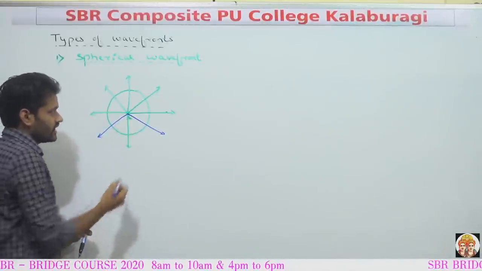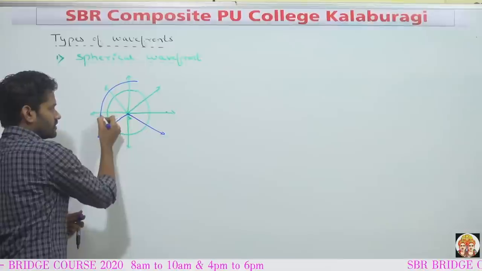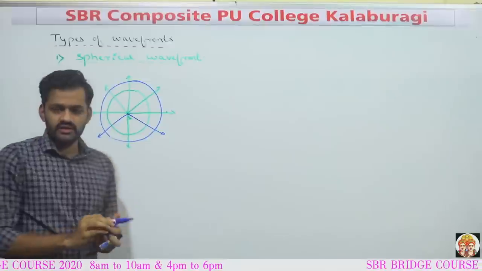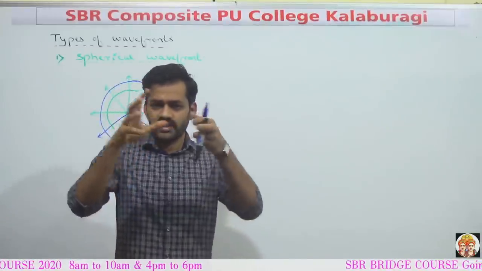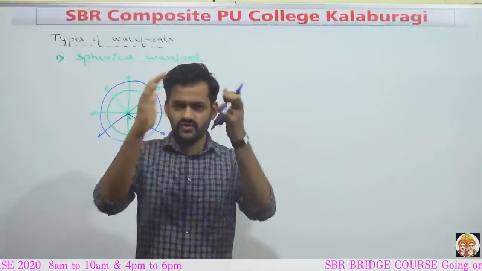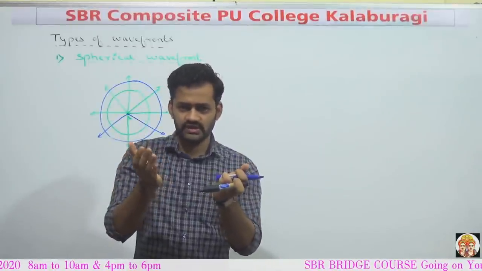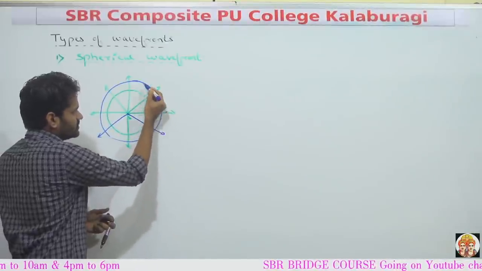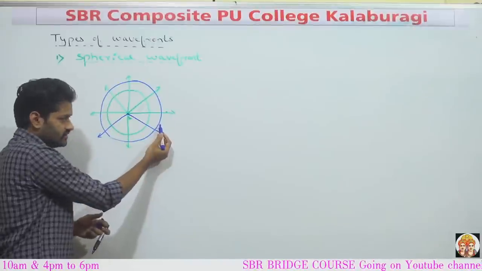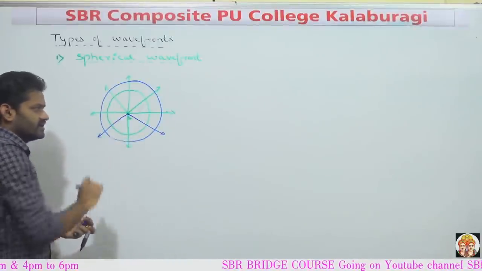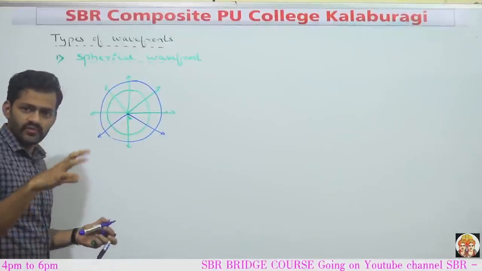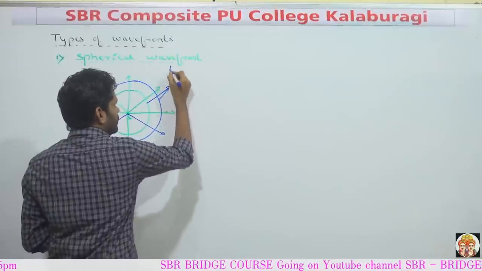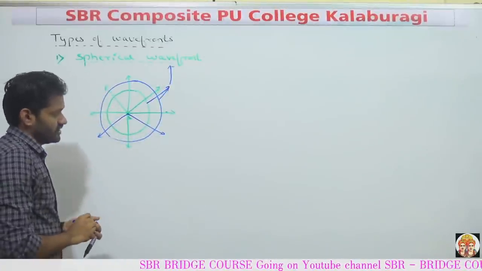This is the first one. Again, one more wavefront we can draw, the next wavefront. It is also spherical, because it is a point source. In all directions light rays will spread. So the first wavefront is spherical, with particles in the same phase, and the next wavefront is likewise. So in the form of wavefronts, energy will propagate in all directions. These two are spherical wavefronts.